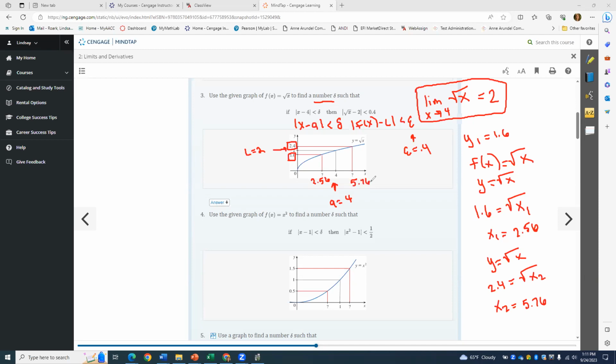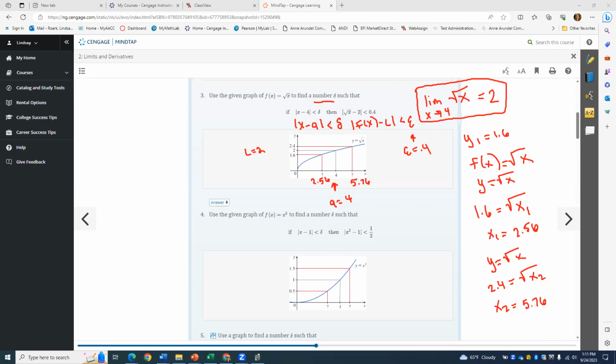Okay, all right, so all I did so far was take those two y values of 2.4 and 1.6, and I found the corresponding x values, right? And then again, you're like, what am I doing here? The question says to find a number delta such that this will work.